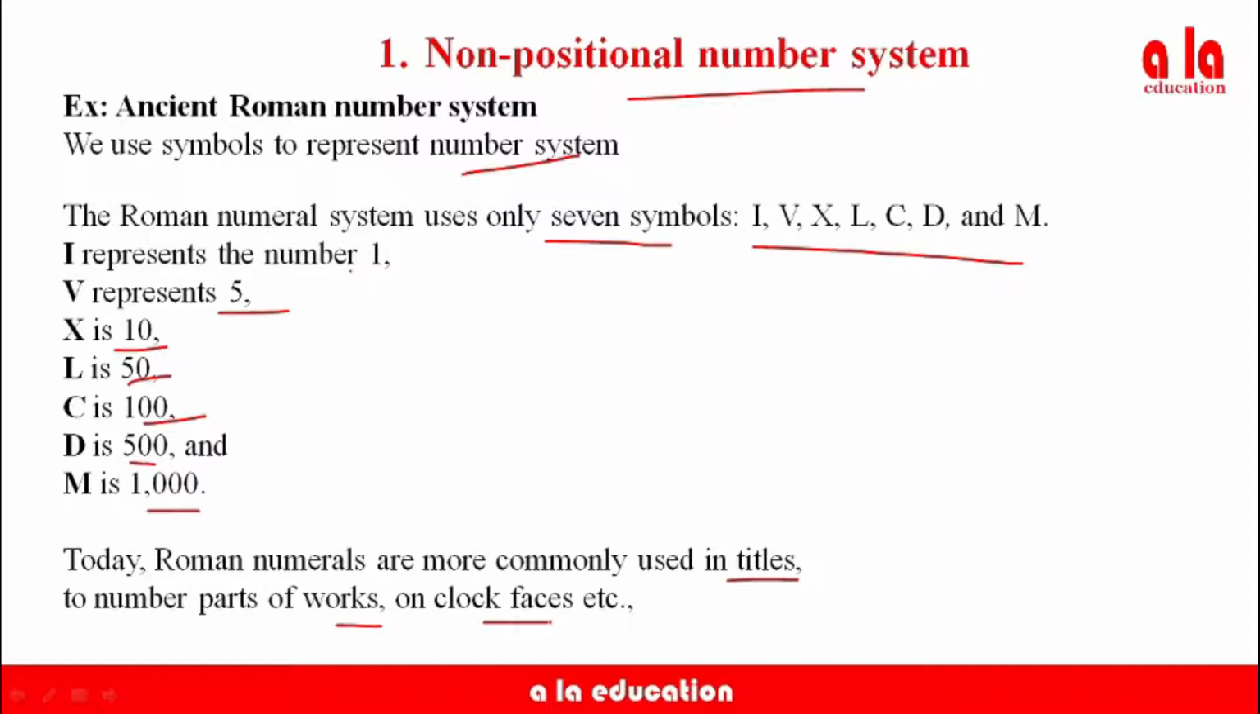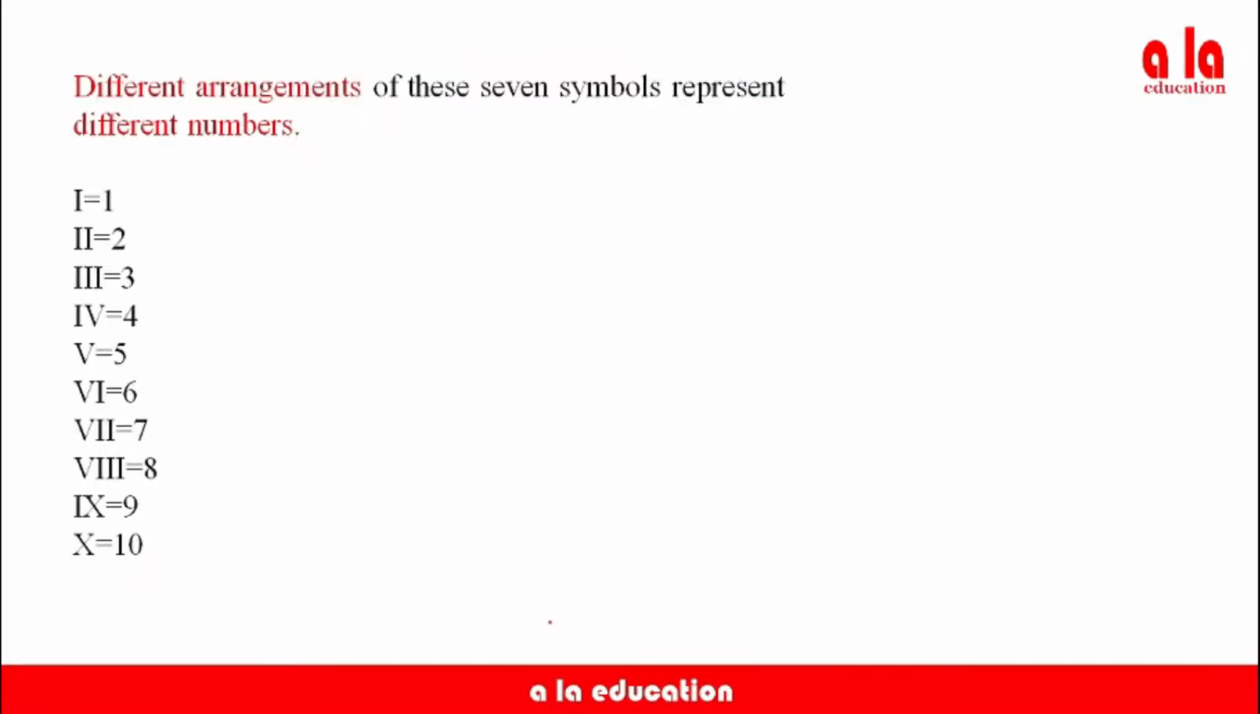We'll discuss this topic a little more elaborately. If you observe here, different arrangements of these 7 symbols represent different numbers. For example, I value equals 1, and if you want to represent 2, you have to arrange this I in this manner, and if you want to represent 3, you arrange this I in this manner, and to represent 4, you use this fashion. These are the different arrangements so that we get the numbers 1 to 10.